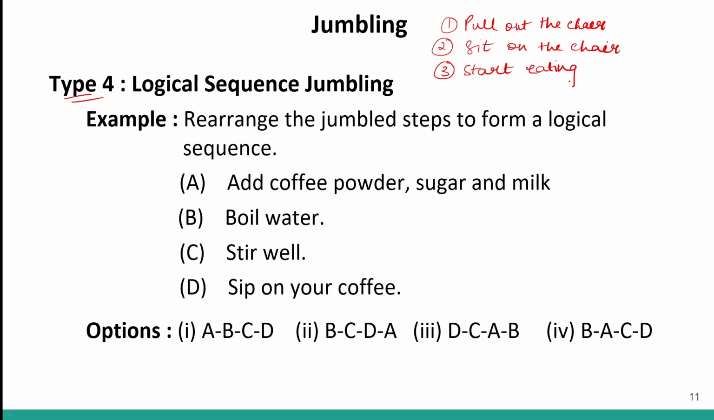Correct? Can I do this in any other order? Can I sit first and start eating first and then pull out the chair? No, I can't. Until and unless the chair is pulled out, how can I sit on it? Similarly, can I just pull out the chair and start eating? No. If I pulled out a chair, that means I have pulled it out to sit on it. So until unless I sit on the chair, how can I start eating? Correct? Let's say if I start eating first and then I pull out the chair and then sit on it, it does not make any sense.